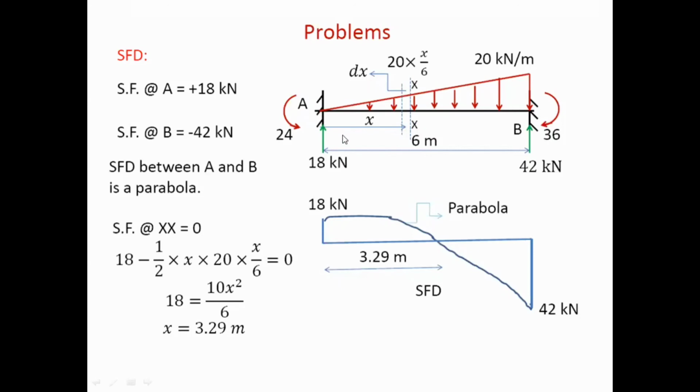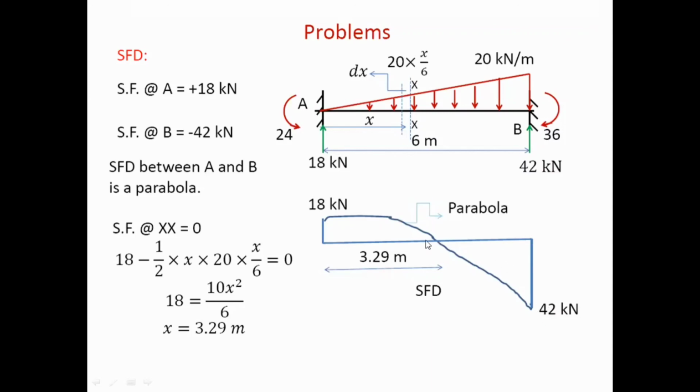Now, since the loading is a varying load, the variation of the shear force diagram will be parabolic, and shear force at support B is minus 42. Now we have to consider the sign conventions here. Left hand side and right hand side of the section: upward forces on the left hand side will be treated positive, upward forces on the right hand side of the section will be treated negative. So if this is the section that is considered, XX, the upward force on the right hand side of the section will be considered negative, so minus 42.